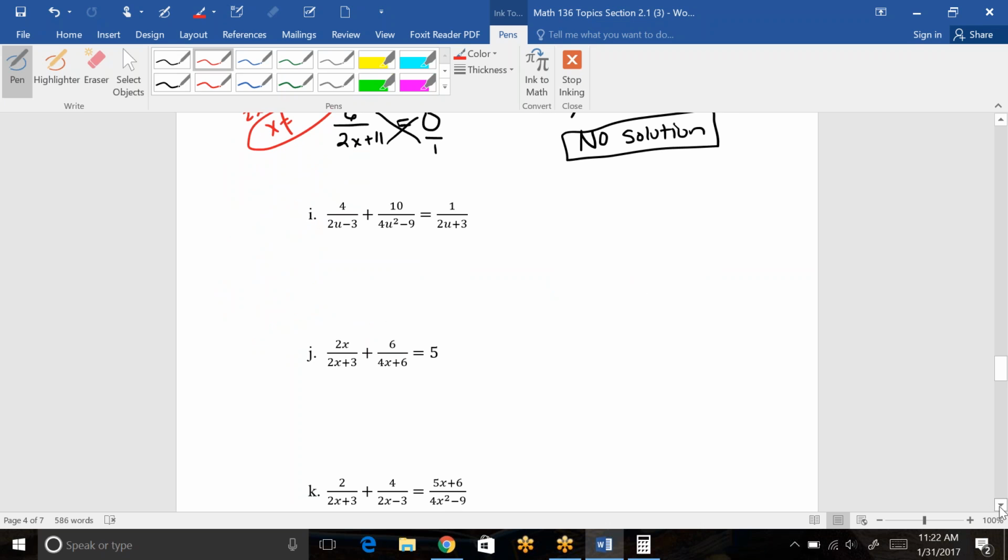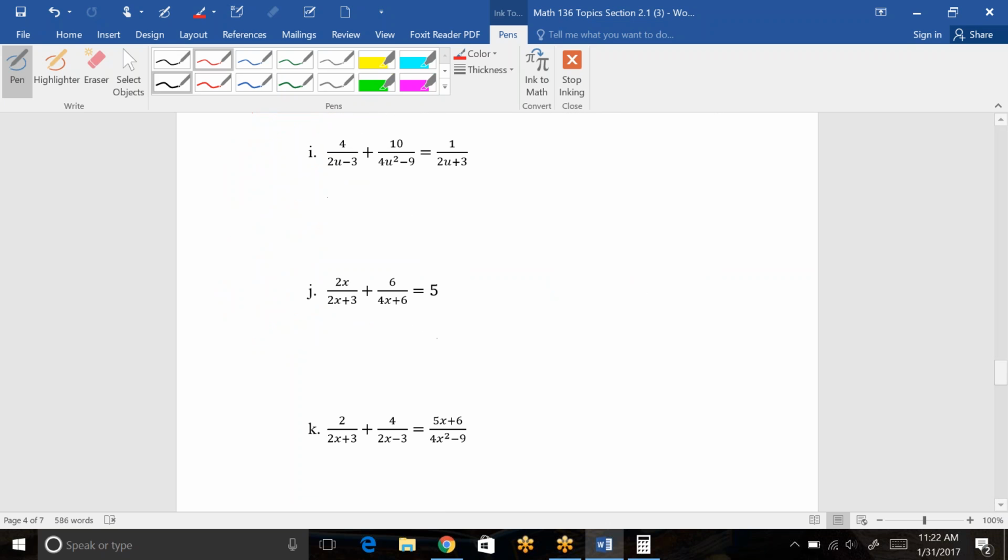Okay, I'm going to be doing I in class, so let's talk about J. For J, we have 2 fractions on the left and a number on the right. You cannot cross multiply unless you have a single fraction on each side. Now, one way to try to approach this would be to try to get a common denominator and add the 2 fractions together and then cross multiply. That is an okay way to go, or you could just multiply everything by the LCD.